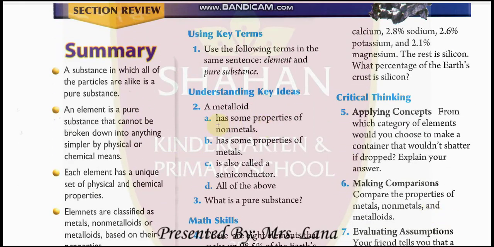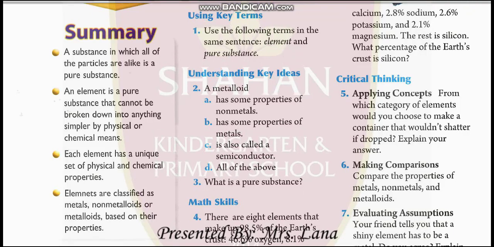And we have the section review, which is a summary. All of the time I will focus on this summary because it summarizes all the things that I explained in this section. Number one, a substance in which all of the particles are alike is a pure substance. Number two, an element is a pure substance that cannot be broken down into anything simpler by physical or chemical means. Each element has a unique set of physical and chemical properties. Elements are classified into three major types: metals, non-metals, and metalloids, based on their properties.